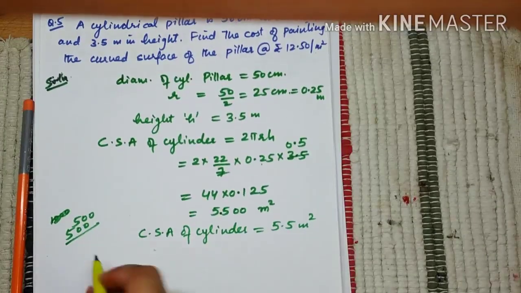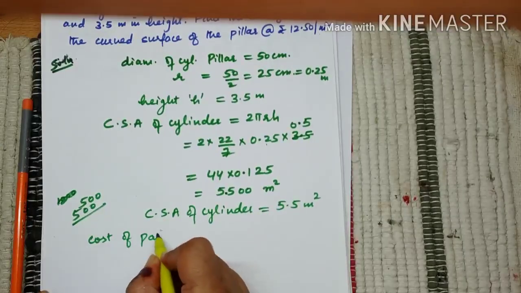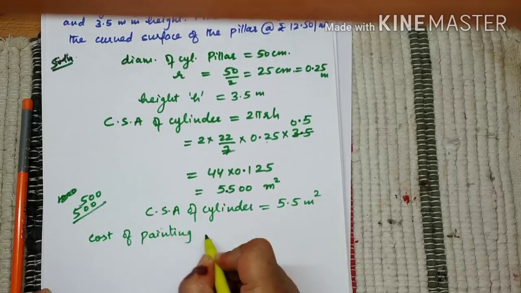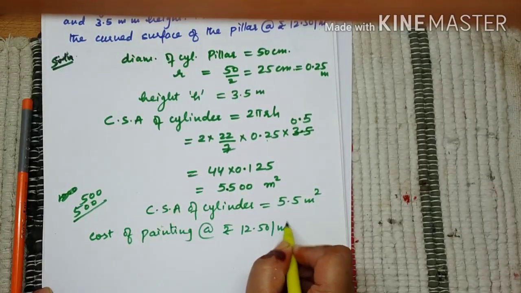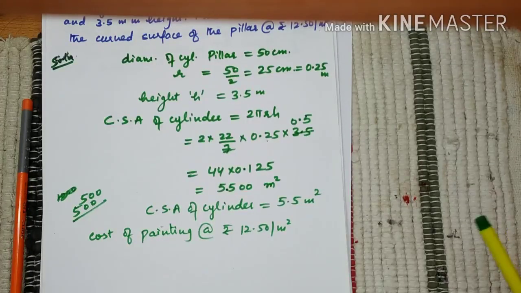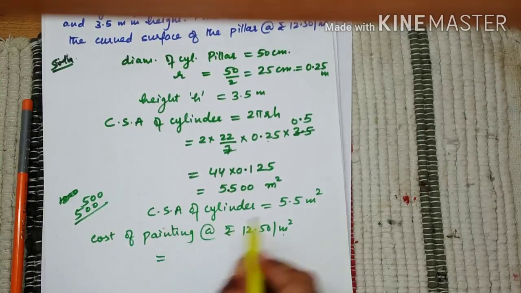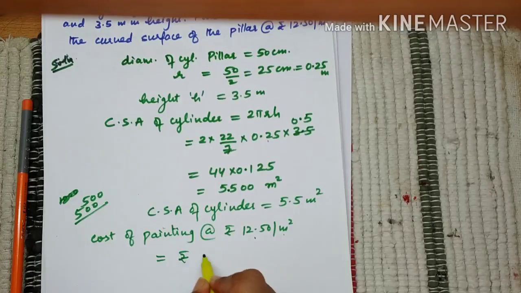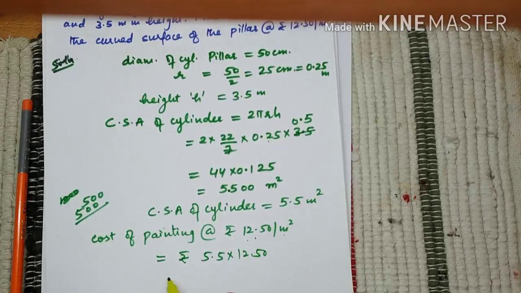Now we need to find the cost of painting at the rate of rupees 12.50 per meter square. What do I understand at the rate of rupees 12.50 per meter square? This means for 1 meter square the cost is 12.50 rupees. So for 5.5 will be rupees 5.5 into 12.50. We will have to multiply these two together.